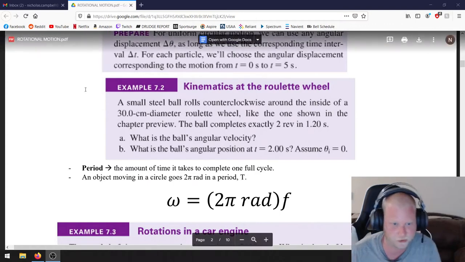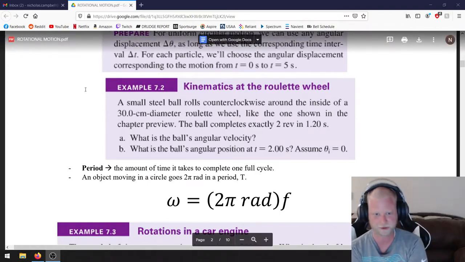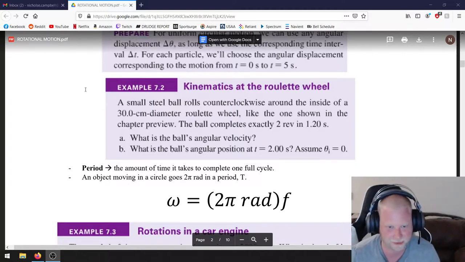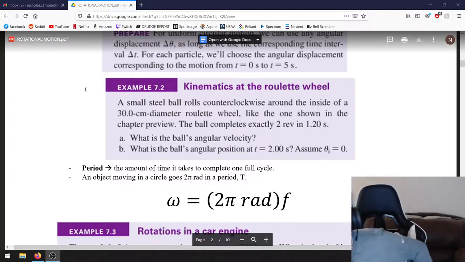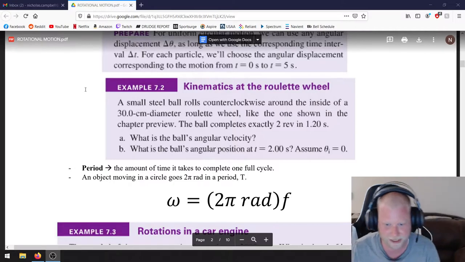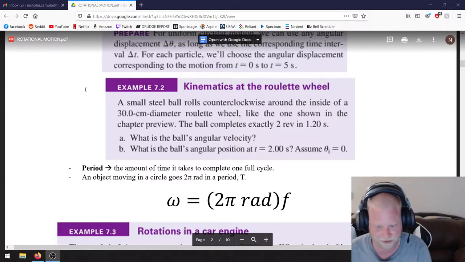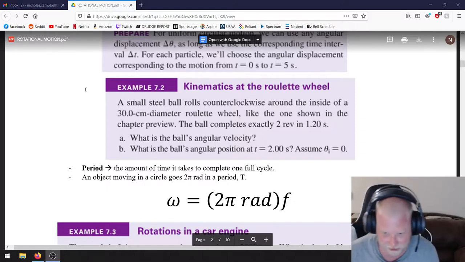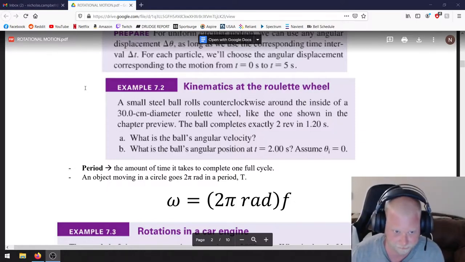In this one, we've got a roulette table. We've got a small steel ball. It rolls counterclockwise, which means that your angular velocity is going to be positive. Inside of a 30 centimeter diameter roulette wheel, the ball completes exactly 2 revolutions in 1.2 seconds. We want to know the ball's angular velocity and the ball's angular position at time equals 2 seconds, assuming that it starts at an initial angular position of 0.